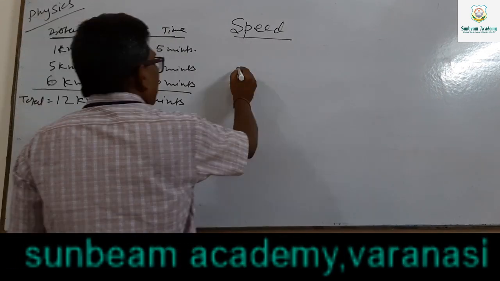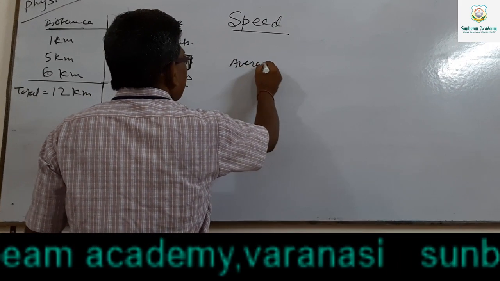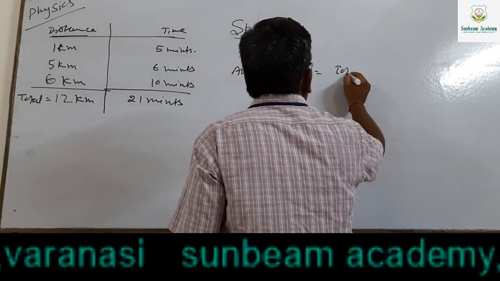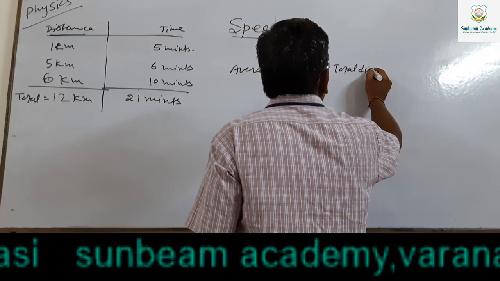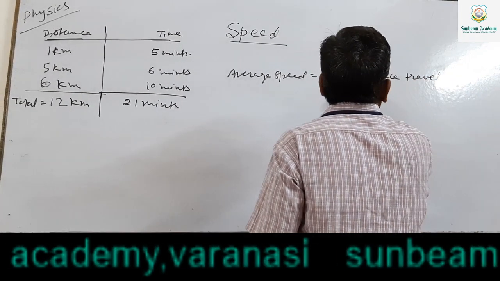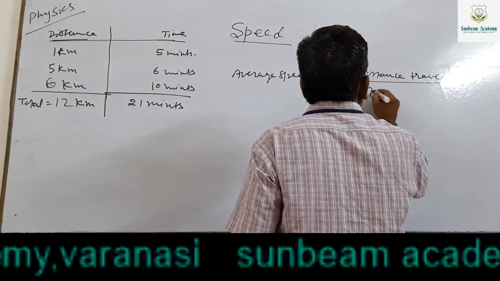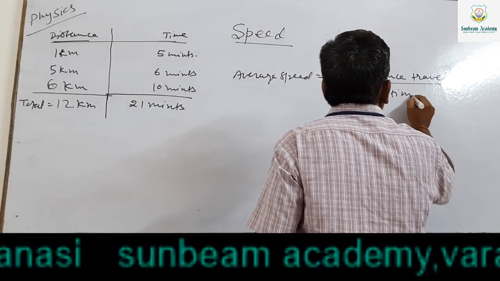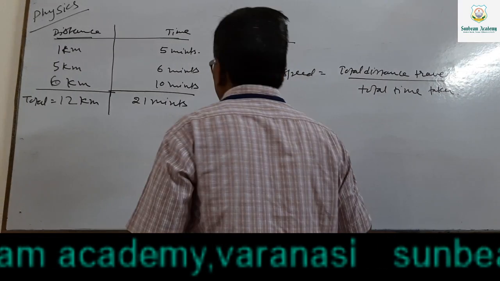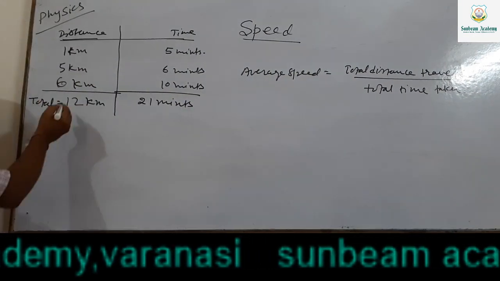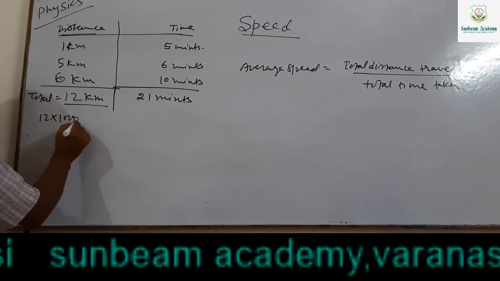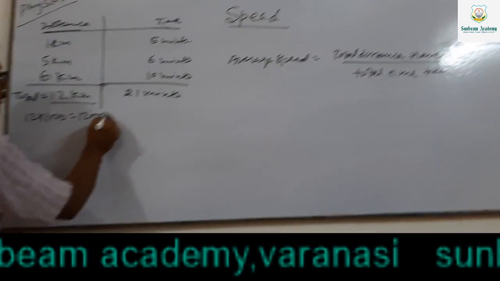As per formula, average speed is total distance traveled upon total time taken. Here the total distance travel is 12 kilometer. You have to convert this into SI unit, into meter. 12 into 1000, that will be 12,000 meters.